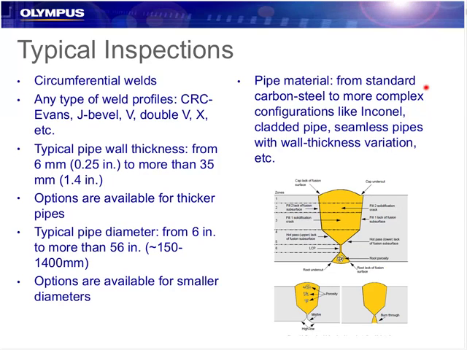Pipe materials, carbon steel by far is the largest standard, but it can be adapted to Inconel, cladded pipe, seamless pipe, pipes with wall thickness, which we'll look at a little bit later. We just have to maybe alter the technique again. Some of these austenitic type materials or ones with cladding often don't propagate well with shear waves or don't get reflections back. So we can do some special things there. We just have to look at each case individually.